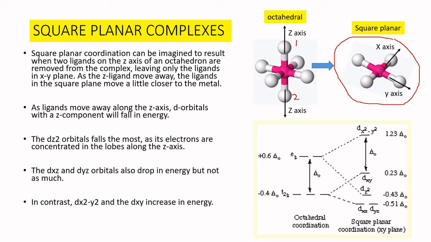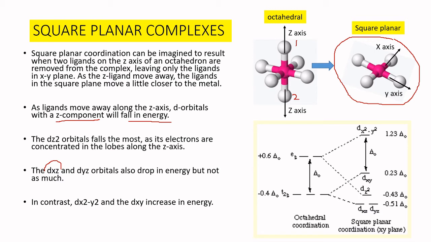Okay, in this case, if you remove the ligands from the z-axis, meaning the z-axis has no repulsion energy because there is no ligand coming out along the z-axis. So when the ligands move away along the z-axis, d orbitals with a z component will fall in energy. So for example, the dz² orbital falls the most as its electrons are concentrated in the lobes along the z-axis. Okay, and then the dxz and dyz orbitals also drop in energy, but not as much because they still have x and y.